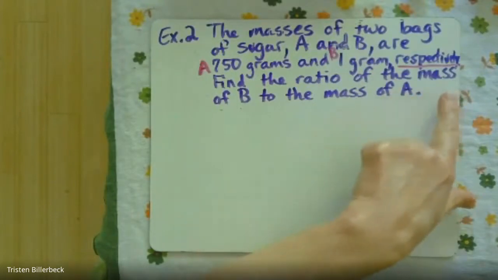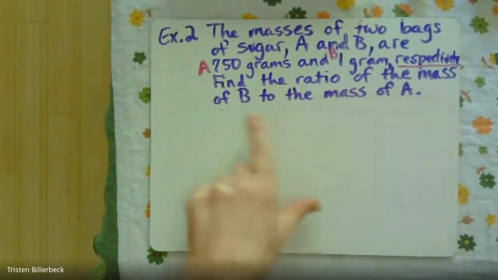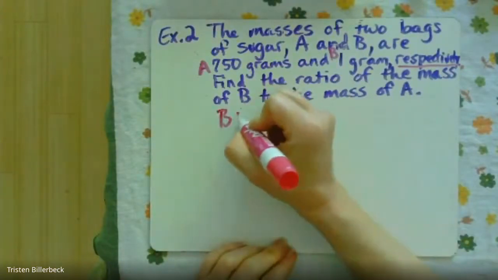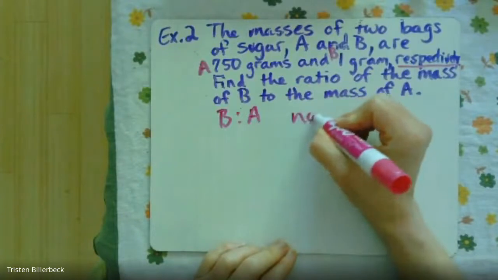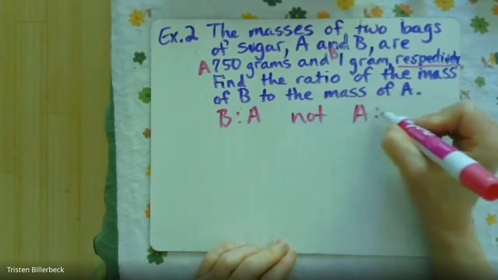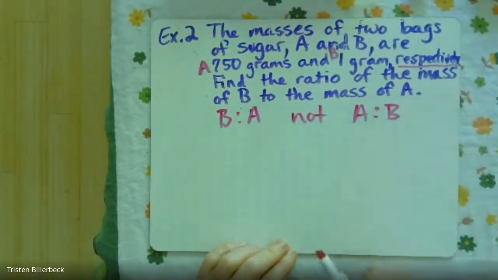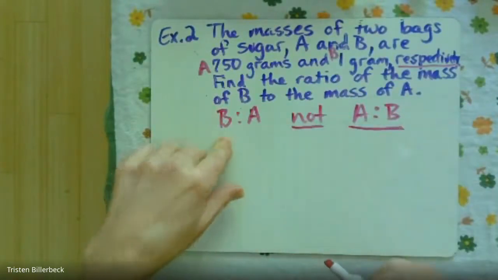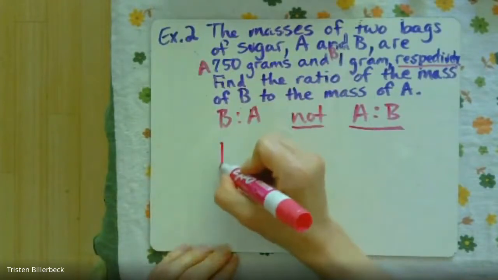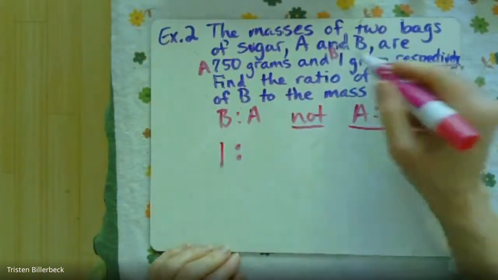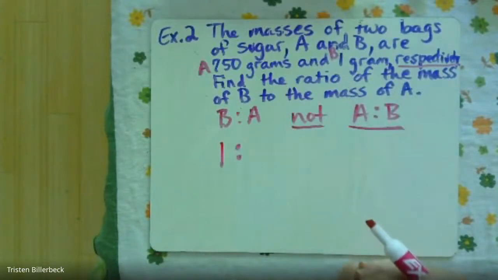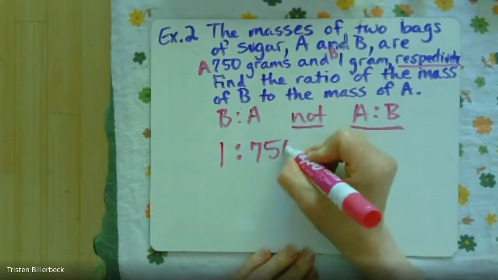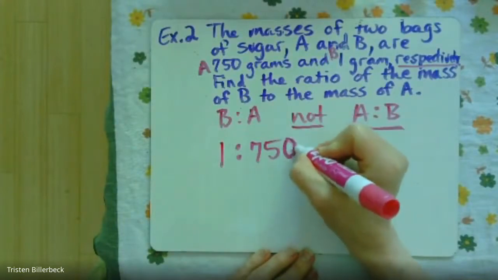So find the ratio of the mass of B to the mass of A. We're finding B to A, not A to B. Okay? So that's important. B is listed first, which is 1. We don't need to write grams because they're both grams, they have similar units. So it's 1 to 750, and that's all we have to write.